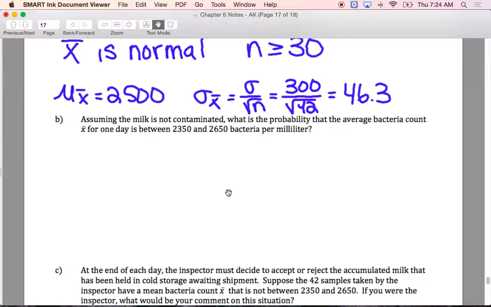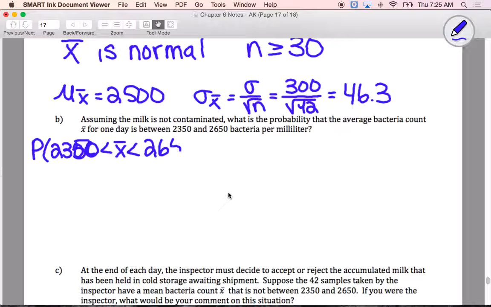So assuming the milk is not contaminated, what's the probability the average bacteria count, X bar, for one day is between 2350 and 2650 bacteria per milliliter? So going through this, the 2350 and the 2650 are your two X's. So we're finding the probability 2350 less than X bar less than 2650. So you're going to change to your Z.